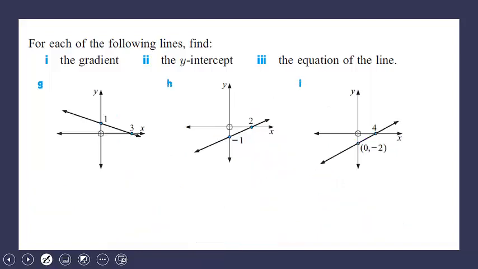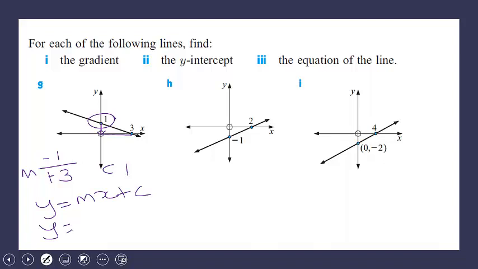To get from 1 to 0, it's minus 1. And to get from 0 to 3, it's plus 3. So that's my m value. C is 1. Y equals mx plus c. So y equals minus 1 over 3 x plus 1.